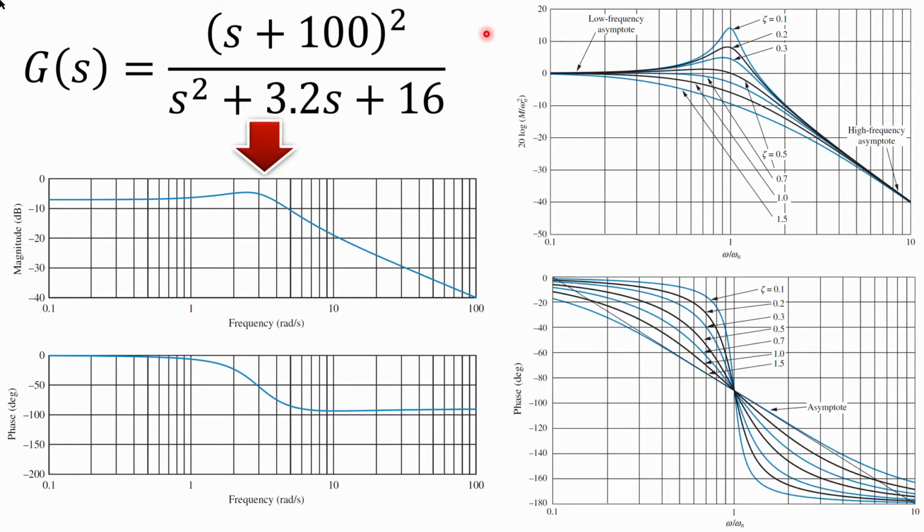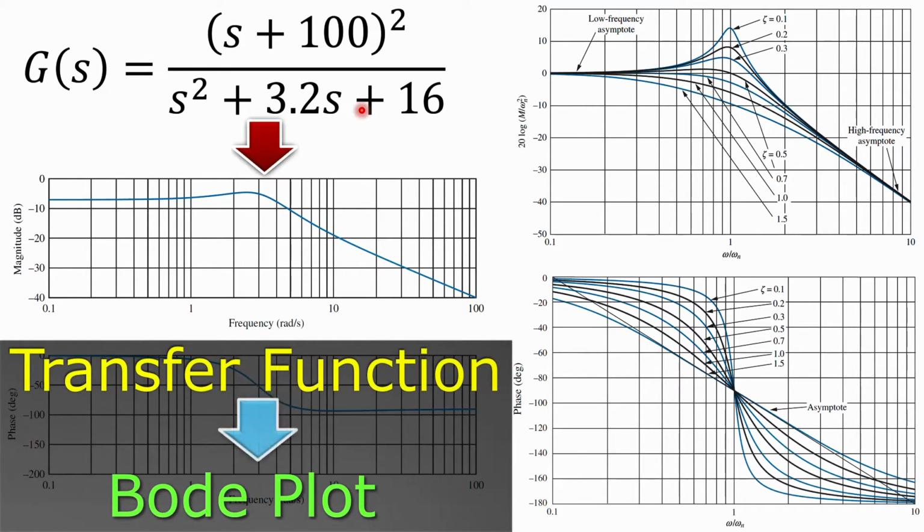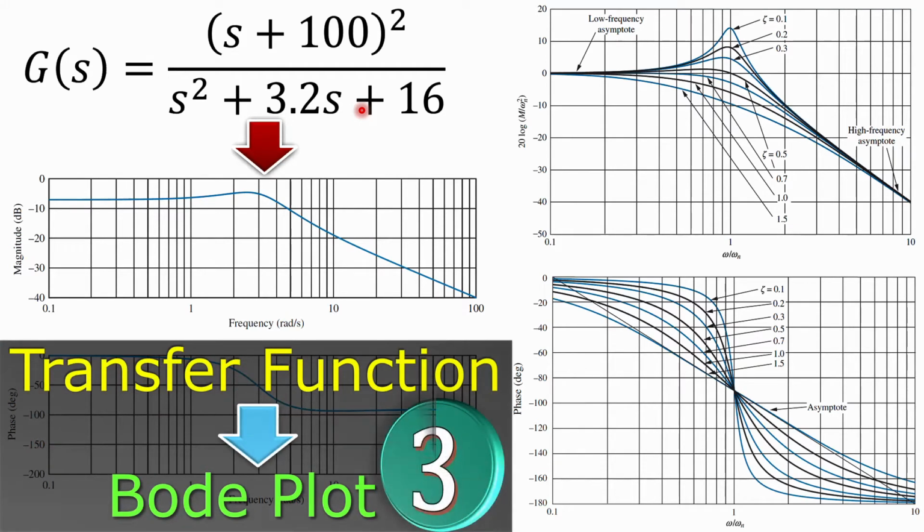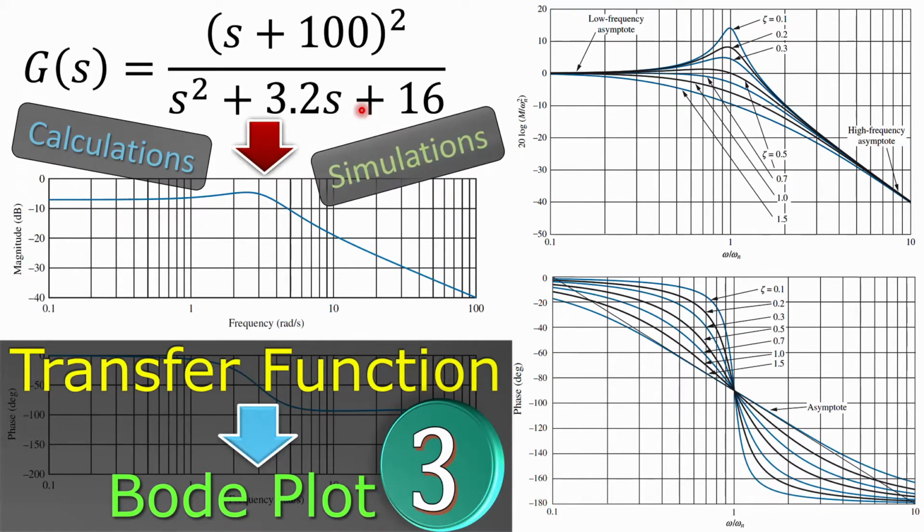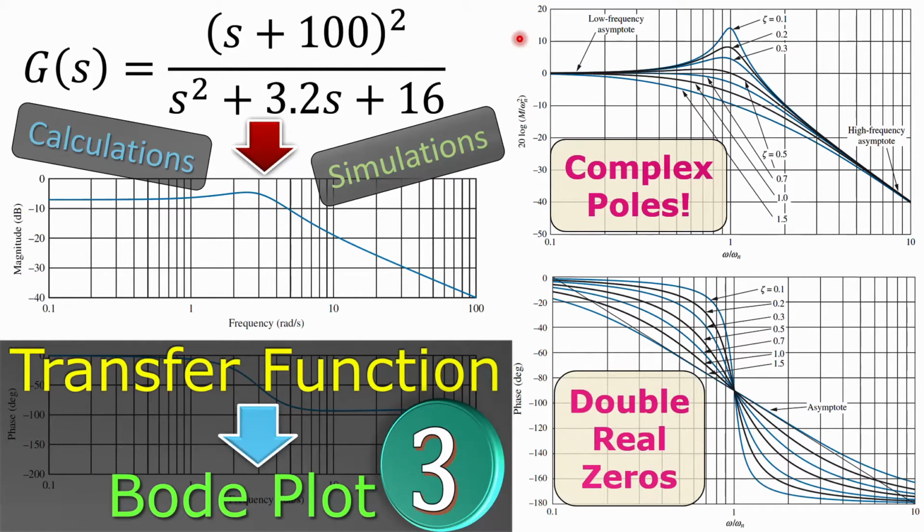We continue with the determination or drawing of our Bode plot from a transfer function. So again, we start with an example here, and this will be our example number 3. Again, we will do everything step by step, the calculations, and verify these using MATLAB simulations. In this case, we will again see complex poles, and in addition, we will see a double zero. So there will be also in addition that.